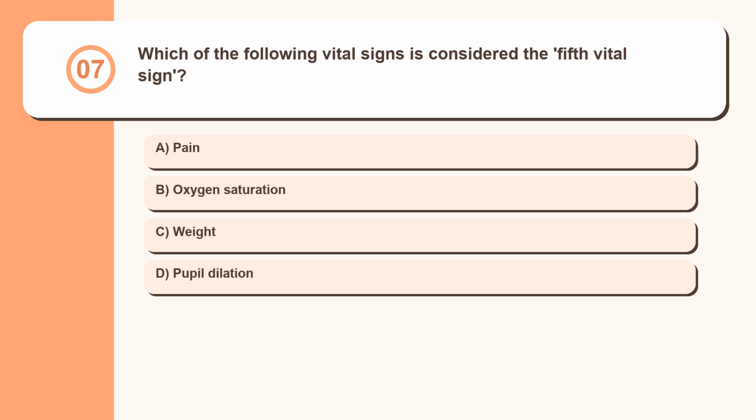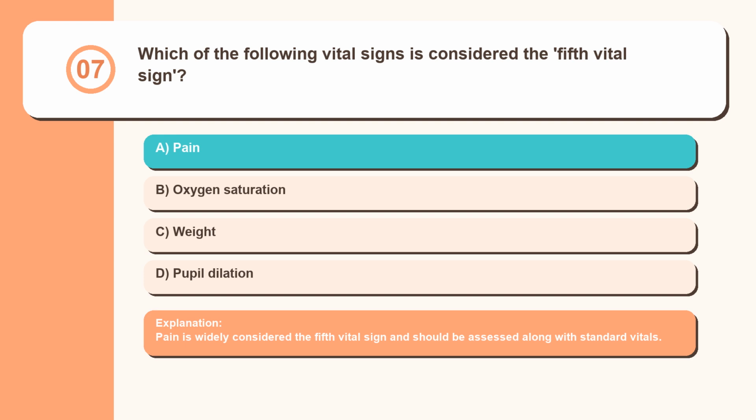Question 7. Which of the following vital signs is considered the fifth vital sign? Pain, oxygen saturation, weight, pupil dilation. Pain is widely considered the fifth vital sign and should be assessed along with standard vitals.